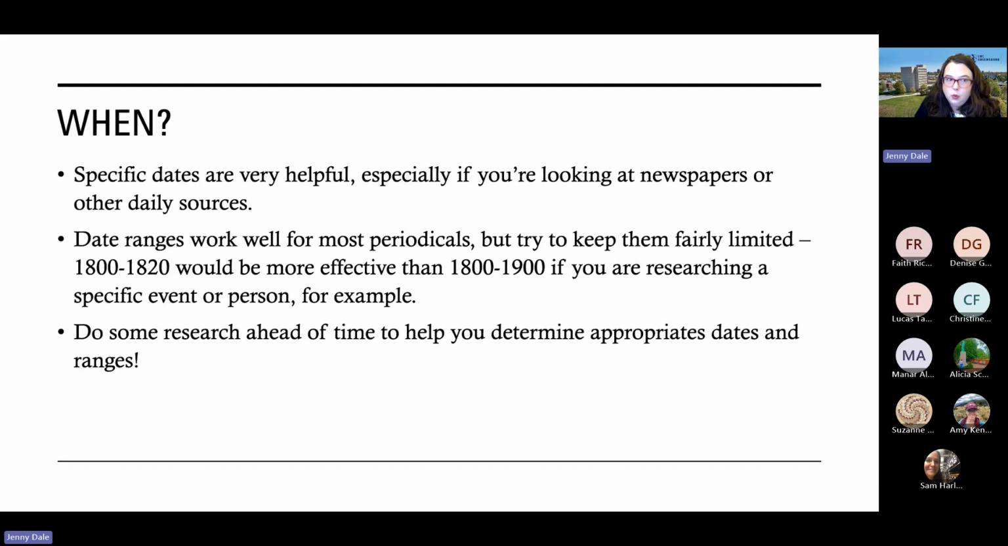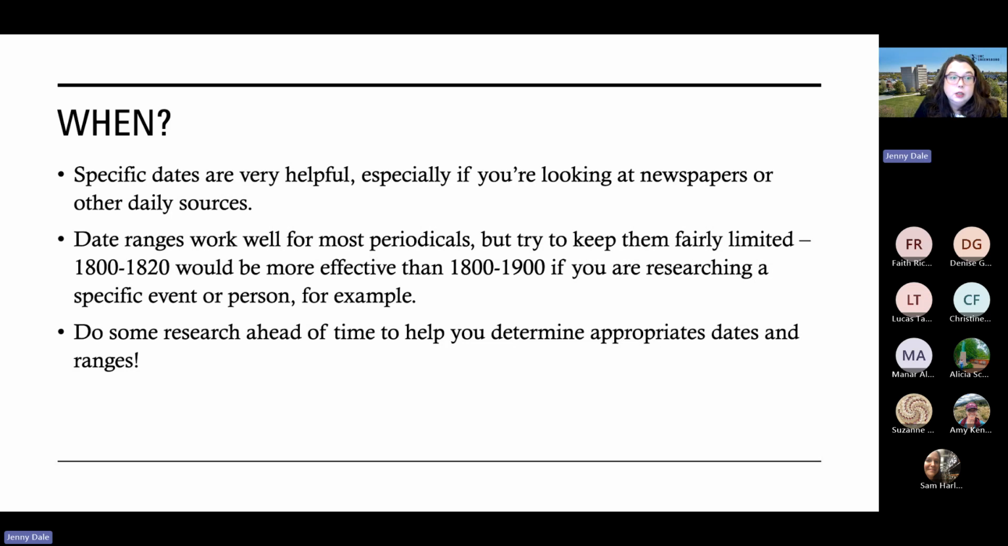When, of course, is really important, and specific dates are almost always going to be helpful, particularly if you're looking at newspapers because of their daily publication, or that they tend to be daily. Any date ranges are going to help with periodicals, but the more precise and limited you can be, the better in terms of your experience of finding resources. So if you really want to know about a topic that is really early 19th century, something like a limit of 1800 to 1820 would be more effective in terms of finding more precise results than the whole century, for example.